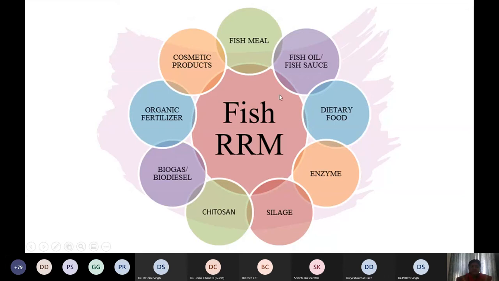From the fish RRM, we can produce meal, oil, dietary food, enzymes, silage, chitosan and biogas. After everything is extracted, the rest of the material can be converted to biogas. Then organic fertilizer: the fertilizer produced from the fish rest material contains a lot of nitrogen and gives very good plant response. And then it is used in cosmetic products for skin treatment.